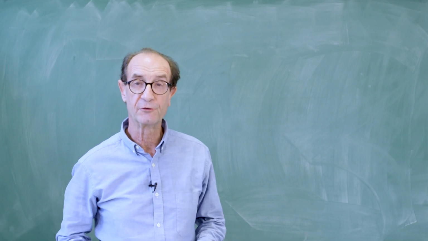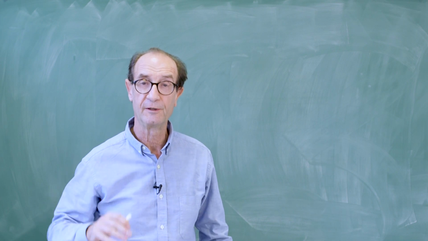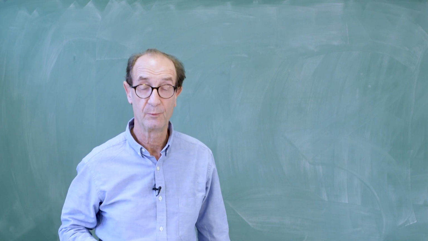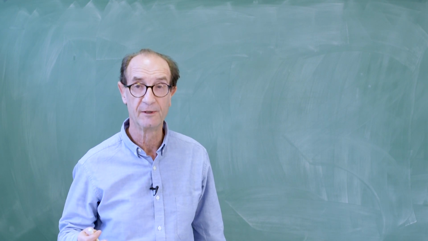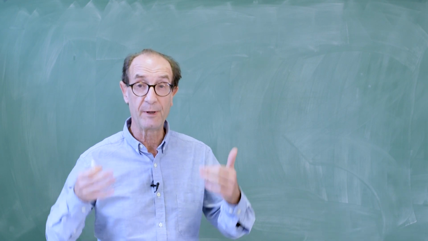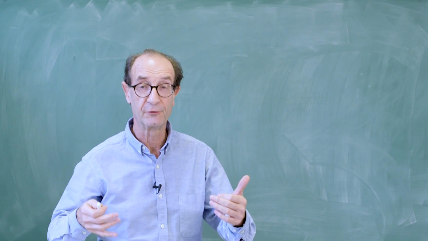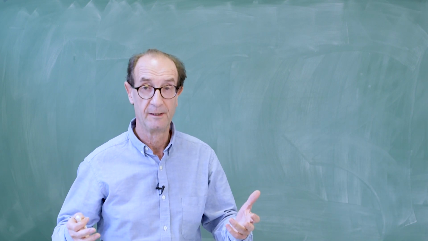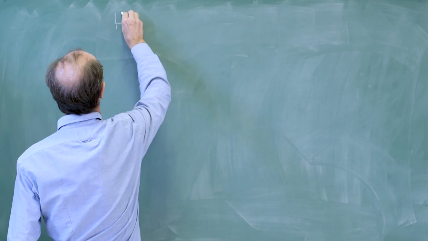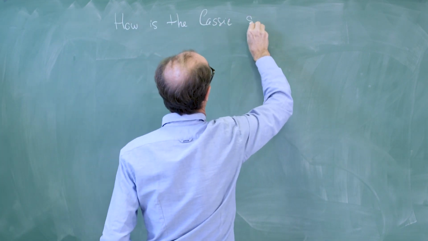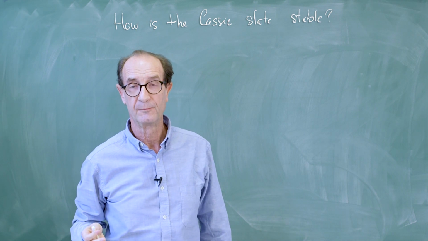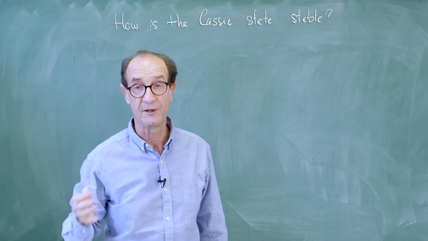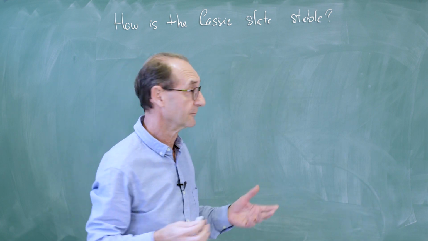We have seen that we can support a drop on top of pillars in the so-called Cassie state, but we have also seen that this state might be destabilized so that the drop impales on the pillars in the so-called Wenzel state. So now we would like to understand how the Cassie state is stable. In order to do so, we will compute the difference in surface energy between the two states.